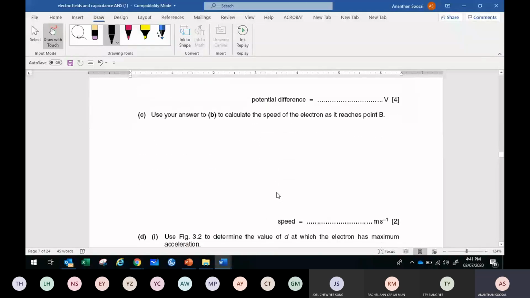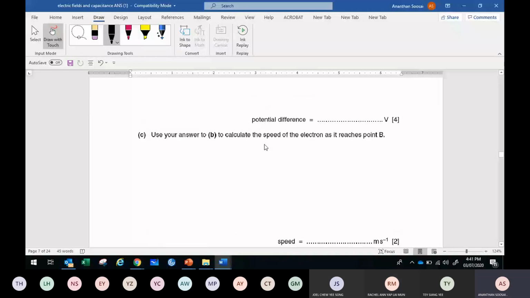Next, C. So assume the potential you already know. Use your answer in B to calculate the speed of the electron as it reaches point B. This is tricky. Of course, Cambridge. If you are clueless, the clue is on top. So they're asking what is the speed the electron reaches at point B?